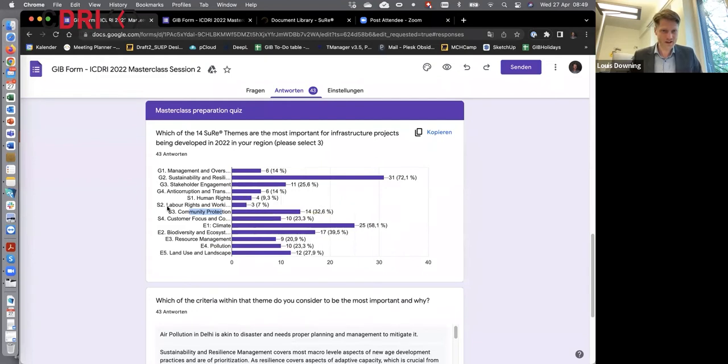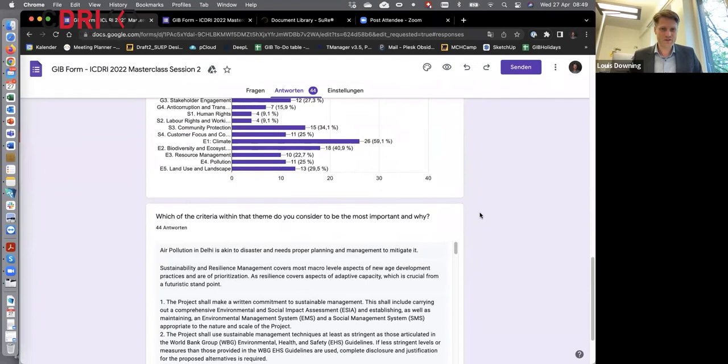Okay, interesting that of the people attending today, these appear not to be perceived as important or as relevant as the others. So human rights, labour rights, and working conditions.